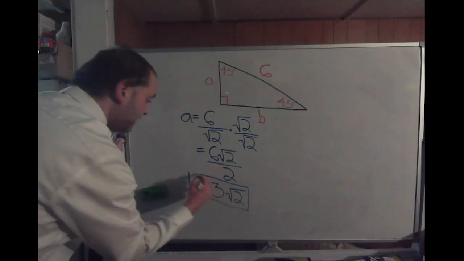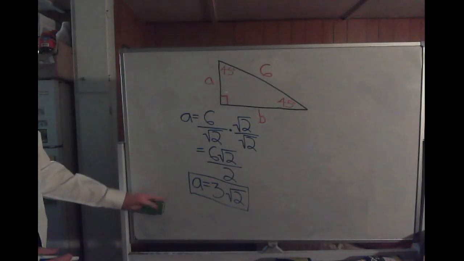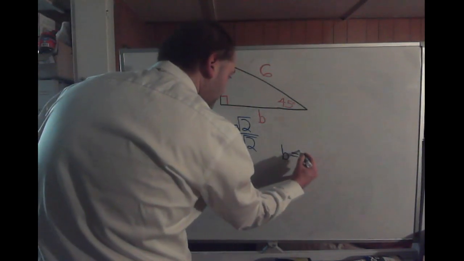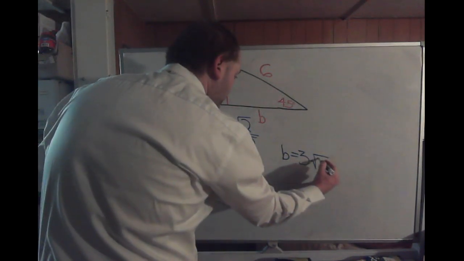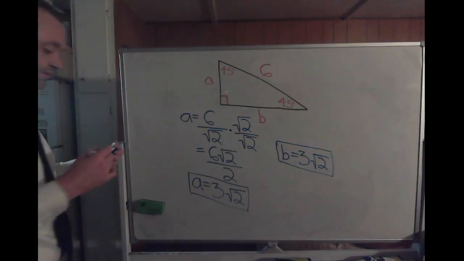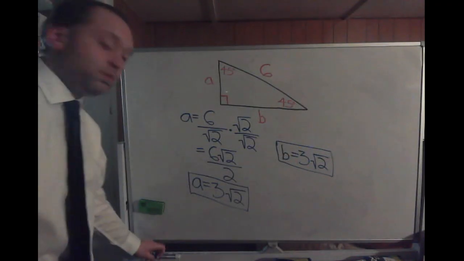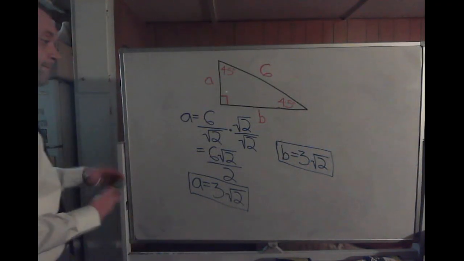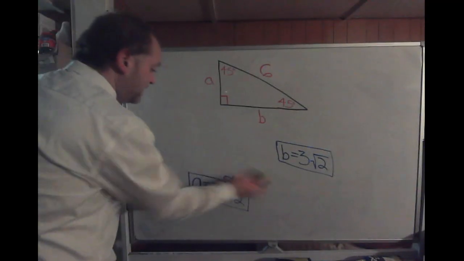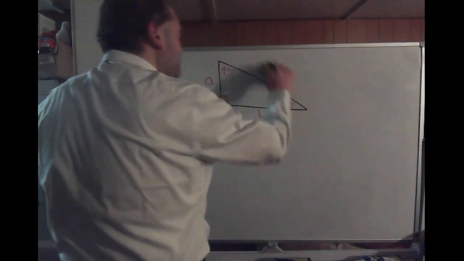So the length of leg A is 3 times the square root of 2, which would also have to mean that the length of B is also 3 times the square root of 2, since both A and B are across from 45-degree angles. So the lengths of legs A and B are 3 times the square root of 2. That was a good one because it brought in rationalizing the denominator, which we haven't done in a while, not since Algebra 1.